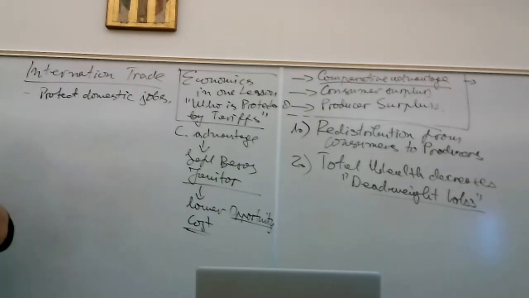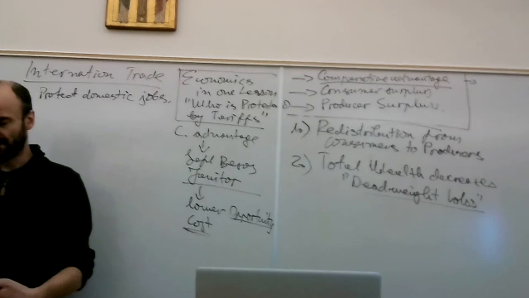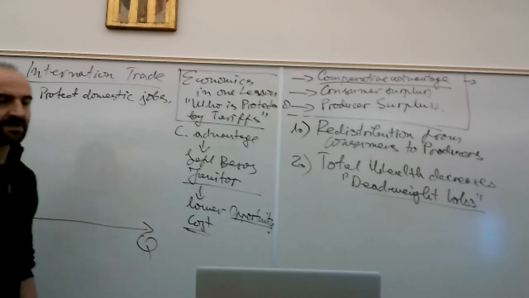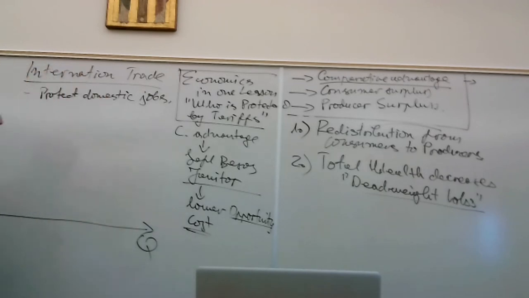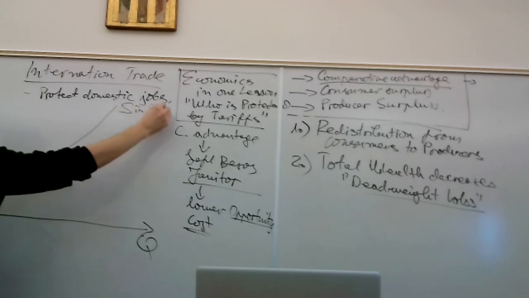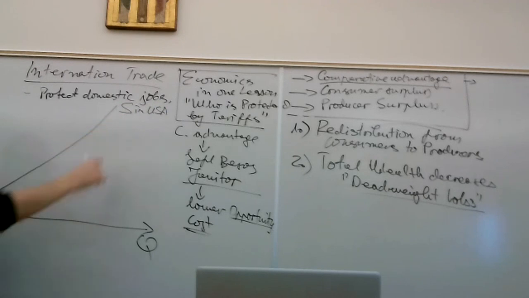I initially intended to show you a graph on this equipment, but it didn't work. Imagine for a moment you have a situation like this. Here is the quantity, here is the price. Let's say it's the steel market in the United States. What determines the price of any commodity in any given market? Supply and demand. Let's say that this is the supply curve of domestic producers in the United States. The higher the price of steel, the more steel they will be producing.